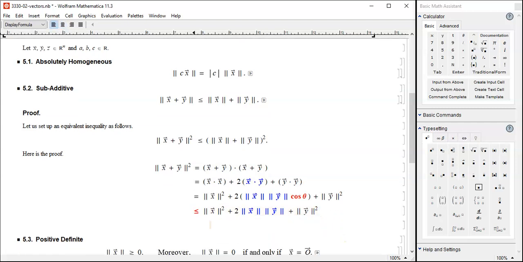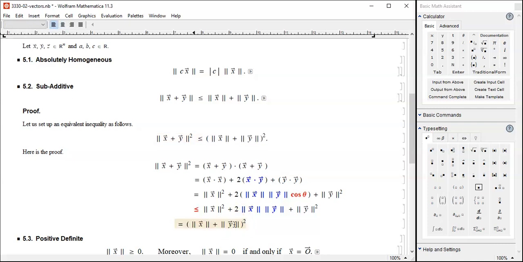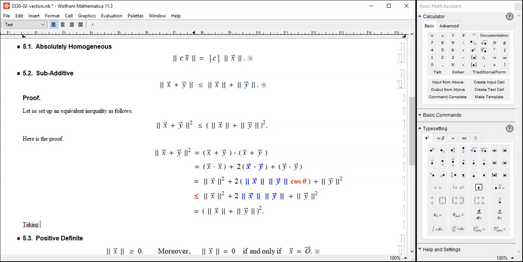Alright, and then let's work out the right hand side here. A squared plus 2ab plus b squared form. So this is a complete square. So it's nothing more than, well, as a matter of fact, it's just this. Taking the square root of both sides, we are going to get the desired inequality, this one.